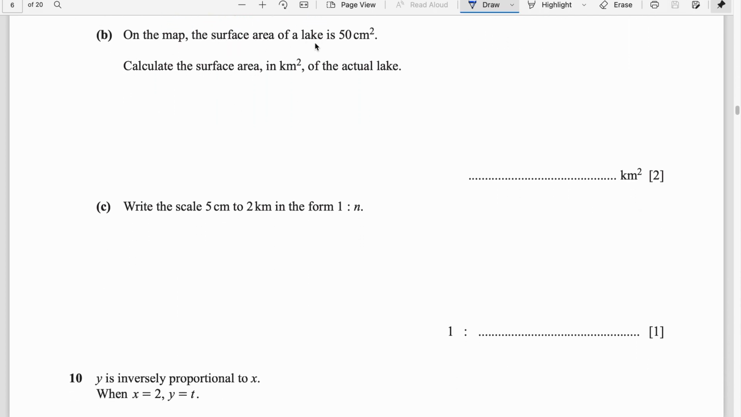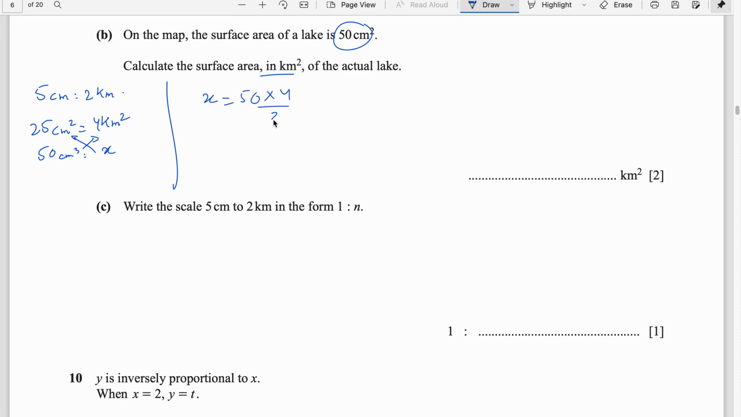B part says on the map the surface area of the lake is 50 centimeters square. Calculate the area in kilometers square. So first you convert your given scale, which was 5 centimeter to 2 kilometer. So we take square on both sides. This becomes 25 centimeters square is equals to 4 kilometer square. Now you can convert them easily. Place this 50 and solve for x. Cross multiply and you get x is equals to 50 times 4 divided by 25, 2 times 4, and that is 8 kilometer square.